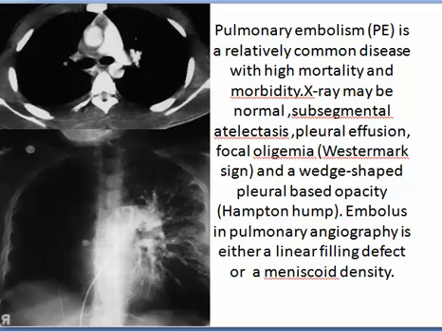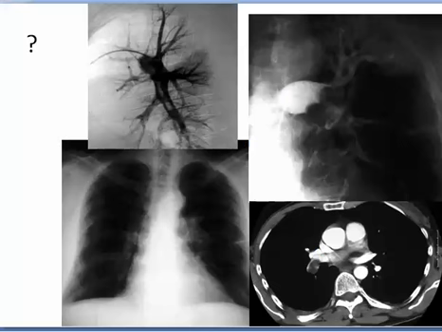In pulmonary angiography, the finding is either a linear filling defect or a meniscoid density. So what is this? Here is the meniscoid defect, and here is the linear defect. And these are different cases of pulmonary embolism.